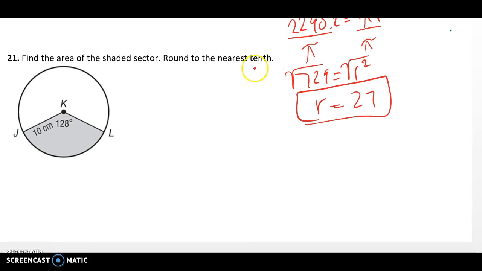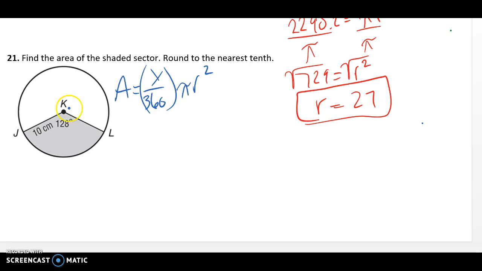Which brings us to our last problem. It says find the area of the shaded sector, round to the nearest tenth. So all we have to remember is our area of a sector formula, which is area equals x over 360. The angle x tells you how much of that circle you want, right? And then it's just times the area.